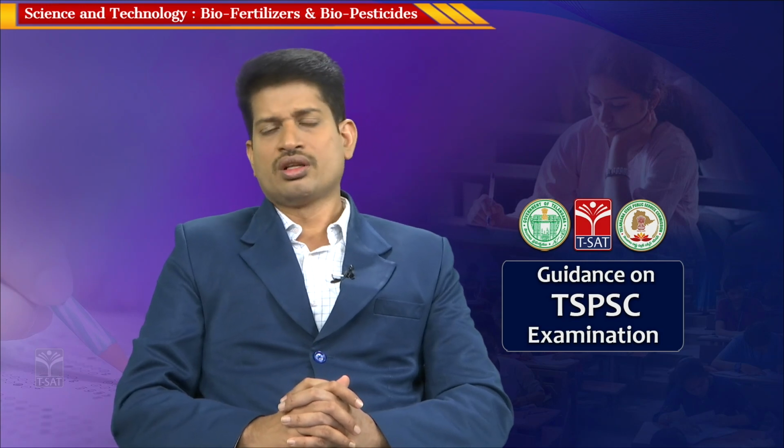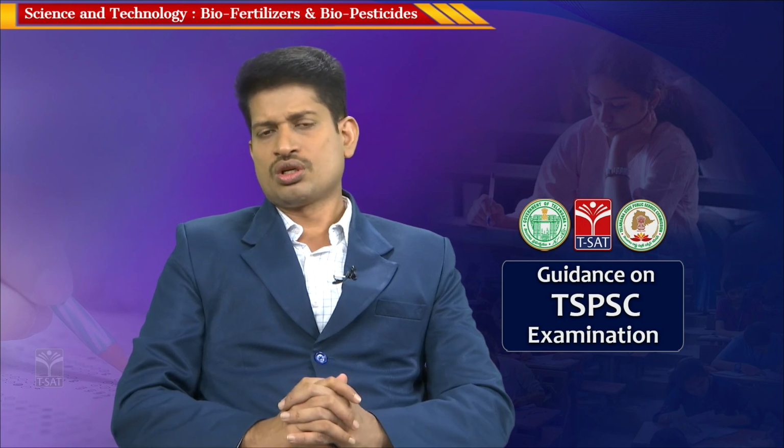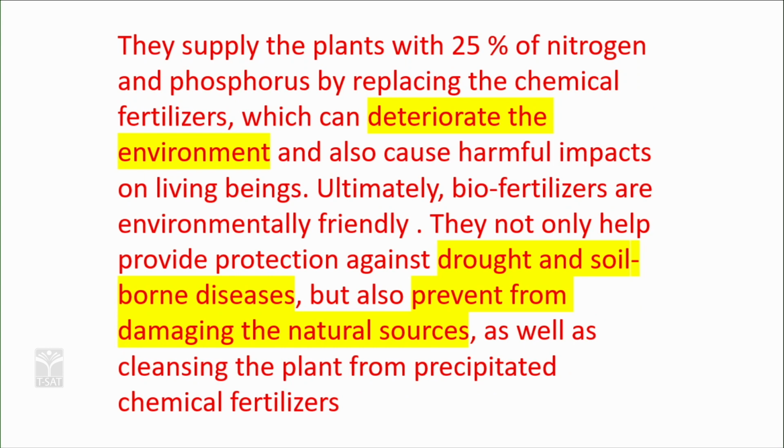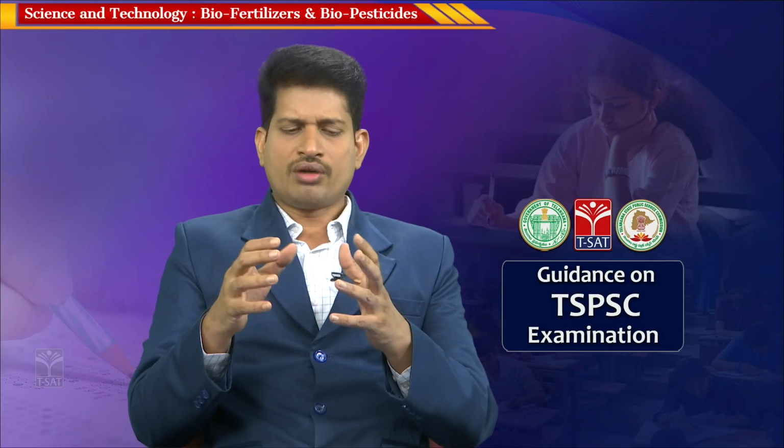There are certain disadvantages: they may not be able to control all the pests. That is one of the main disadvantages with biofertilizers, and the production of the crop will be reduced to an extent relative to artificial chemical fertilizers and pesticides, but these are sustainable. They supply the plants with 25% of nitrogen and phosphorus by replacing the chemical fertilizers, which can deteriorate the environment and also harm living beings. So, the utilization of chemical fertilizers can be reduced by shifting to biofertilizers to an extent of 25%, and the input cost is reduced.